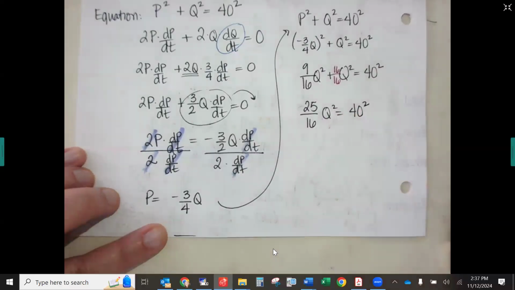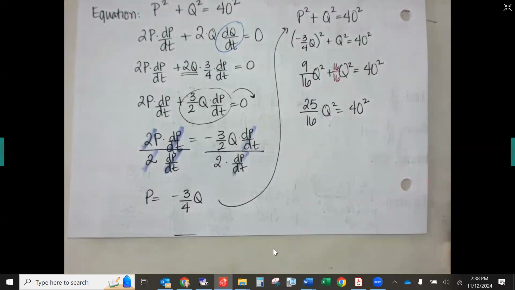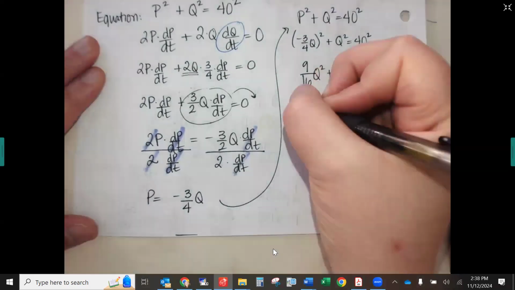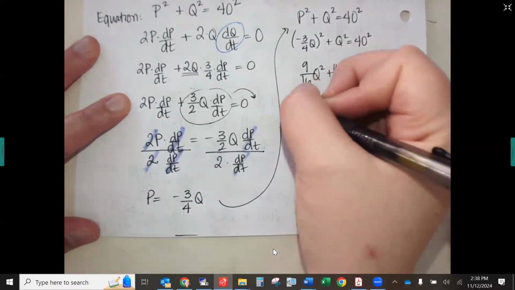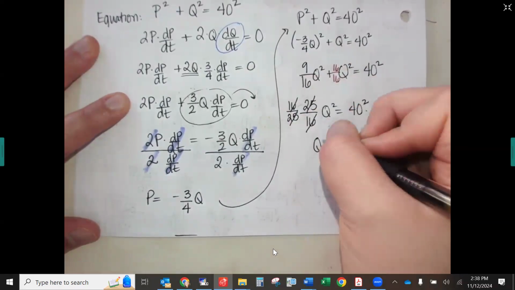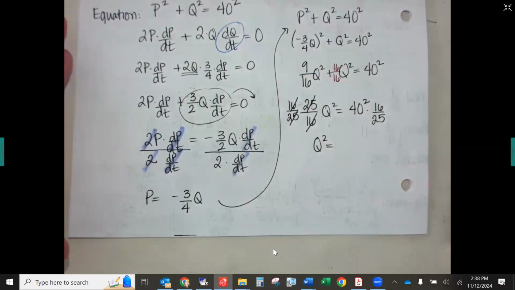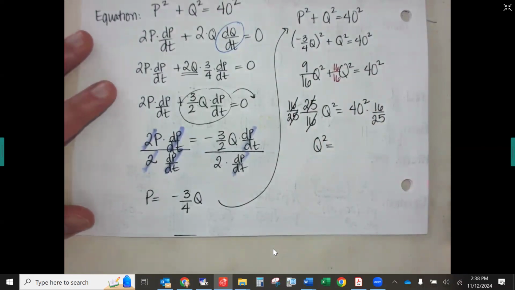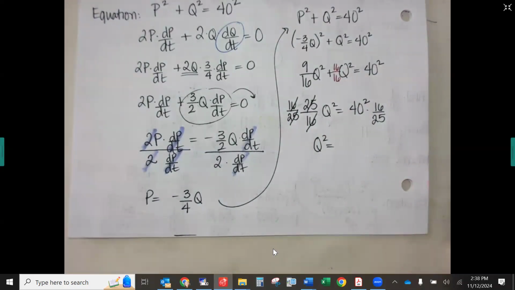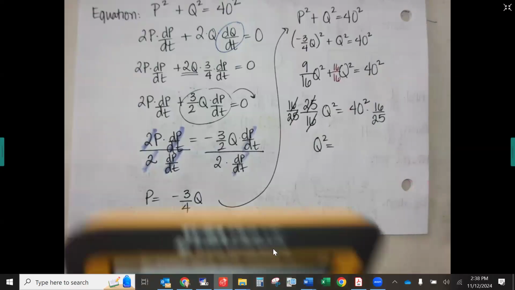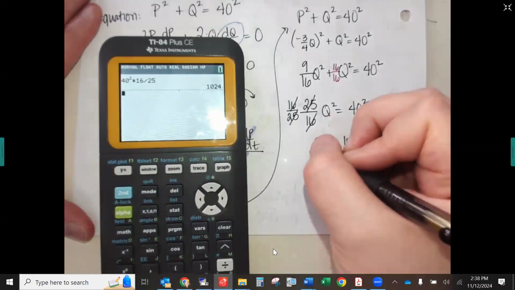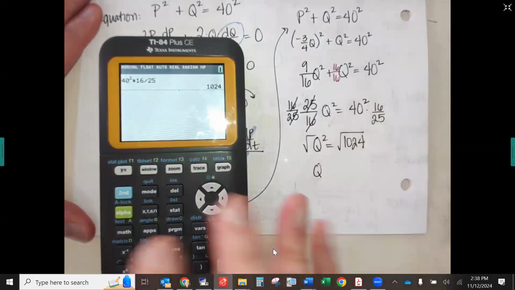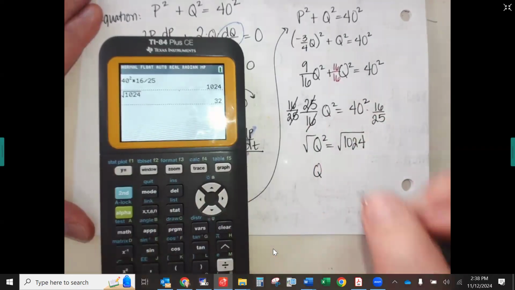Equals 40 squared. How can I get rid of this fraction in the front? Multiply by the reciprocal, so I'm going to put 16 over 25 on both sides. Can you go ahead and multiply that out in your calculator? Q squared is going to be 40 squared times 16 over 25, which is 1024. And then last step, take the square root. And the square root of 1024 is 32.